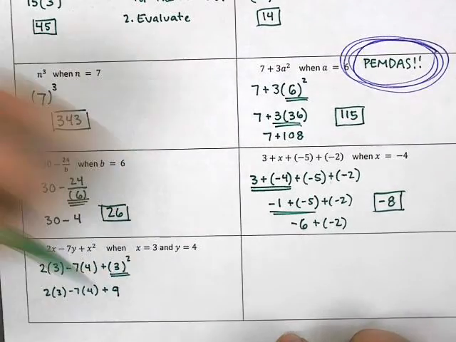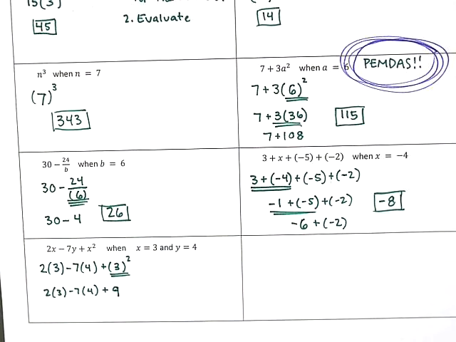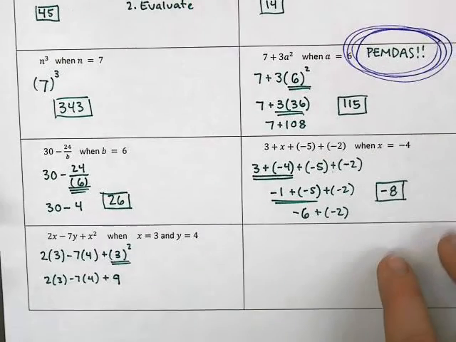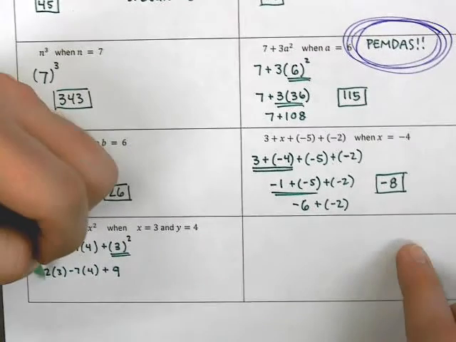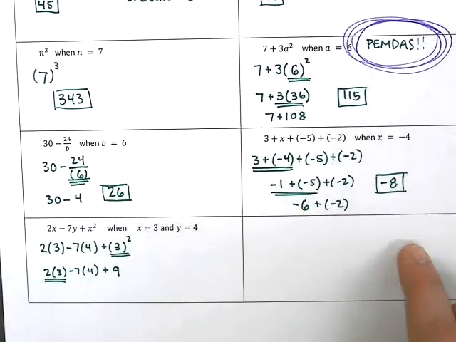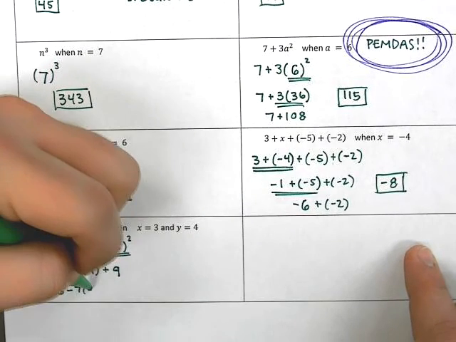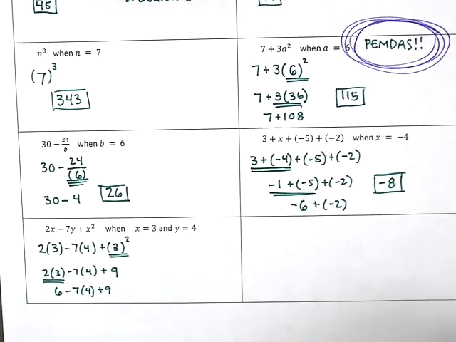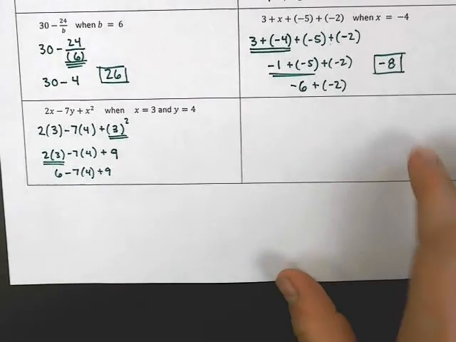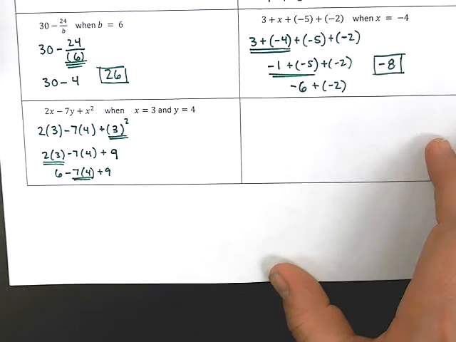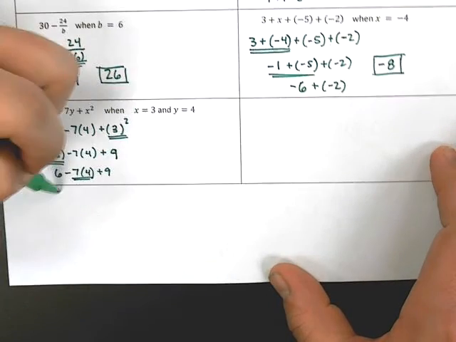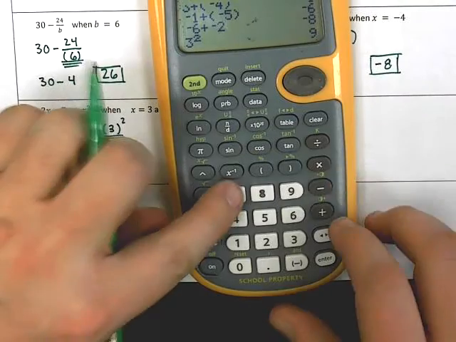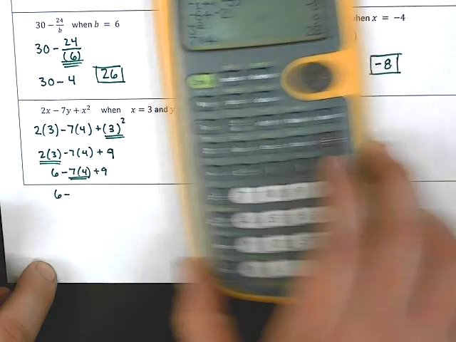Now, it turns into multiplication and addition and subtraction and whatnot, okay? So please remember that we need to go multiplication first. And I see this 2 times 3, so that's what I'm going to do. 2 times 3 is 6. 6 minus 7 times 4 plus 9. Okay, who can tell me what's my next step? What am I doing next? Yep, there's more multiplication to do. So I'm going to do 7 times 4. 6 minus 7 times 4 is 28.